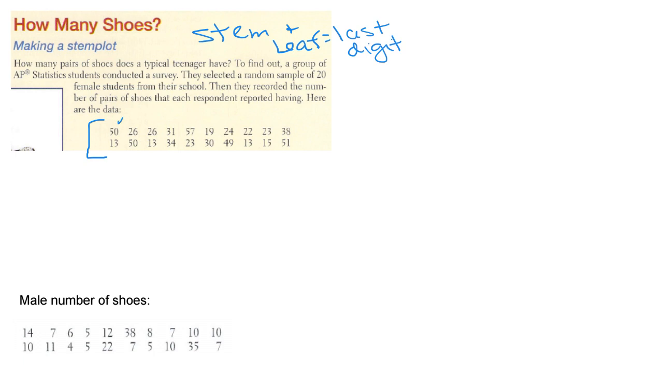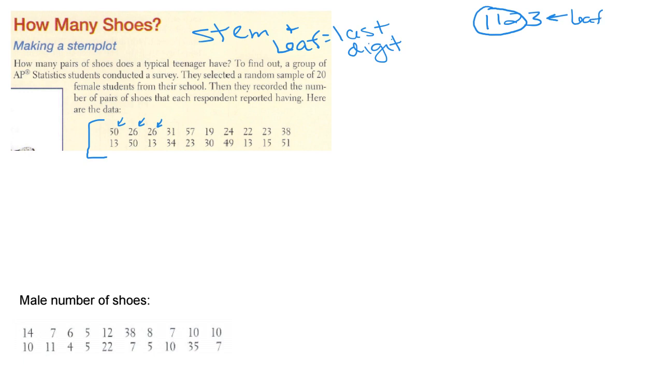So the leaf, for instance, would be 0, 6, 6. And our stem is going to be everything that's not the last digit. So the 5, 2, 2. Let's say I had a number of 1,123. Right? This is my stem. This is my leaf on the end here.